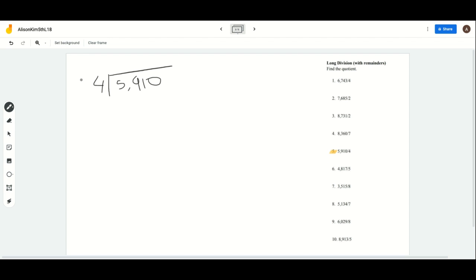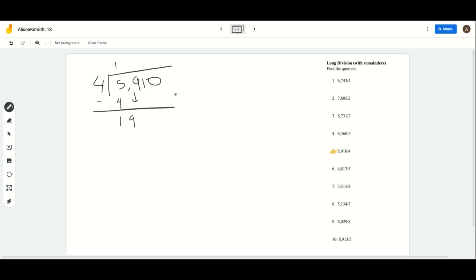So we need to find out how many times 4 goes into 5, and we know that it does because 4 times 1 equals 4, but 4 times 2 equals 8, and 8 cannot go into 5, but 4 can. So we're going to put 1. And then we're going to subtract 4 from 5, and we get 1. And then we bring down the 9, and we get 19.